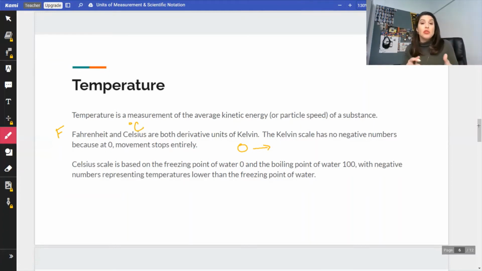Now in Celsius, which is a slightly different scale, you can actually have negative and positive numbers in degrees Celsius. Same thing with Fahrenheit. And that's why Kelvin is our base unit. Celsius is, of course, based on the freezing point of water, 0 being the point at which water transitions between a solid and a liquid, and 100 degrees Celsius, the point at which liquid water turns into a gas.